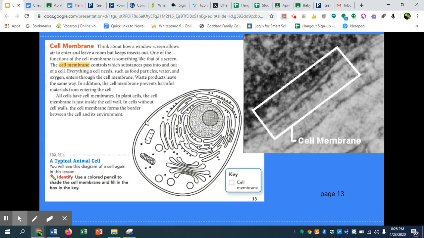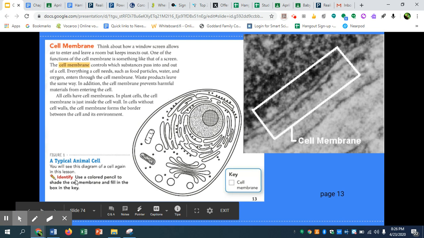So this is a 2-dimensional picture. If you could imagine a ball, like a sphere, the whole outer covering of that sphere is the cell membrane. But what we see in pictures is 2-dimensional. This is an actual picture right here of a cell membrane. You can see this thin little layer here. Okay, and this is for an animal cell. And then that's the outside of the cell over there. So let's take a look.